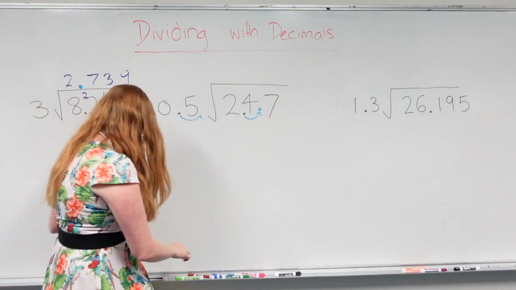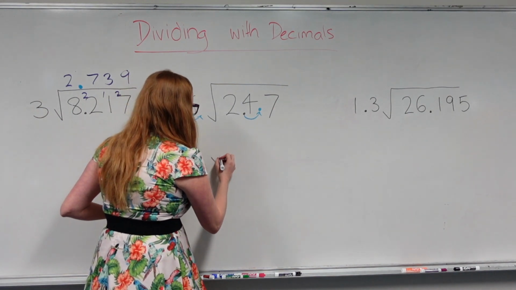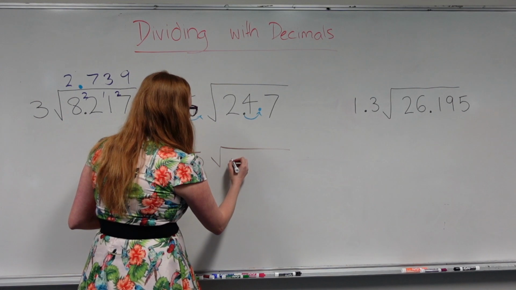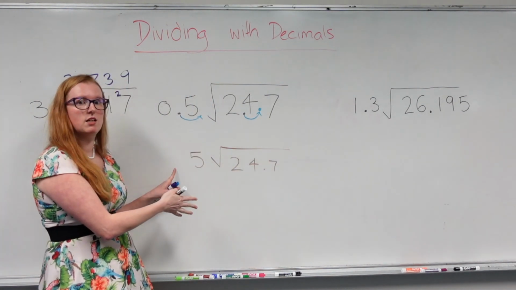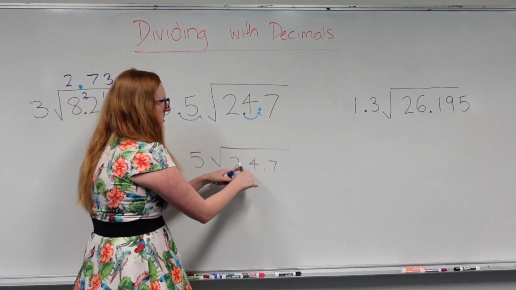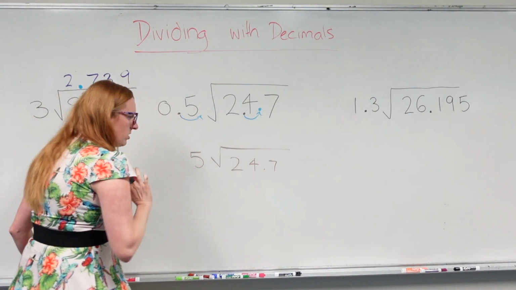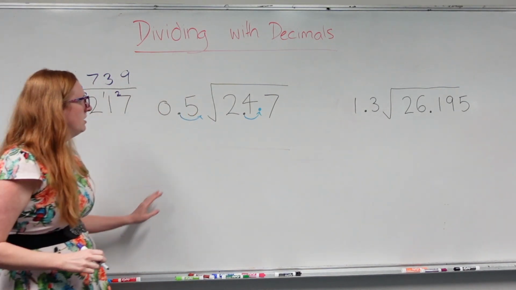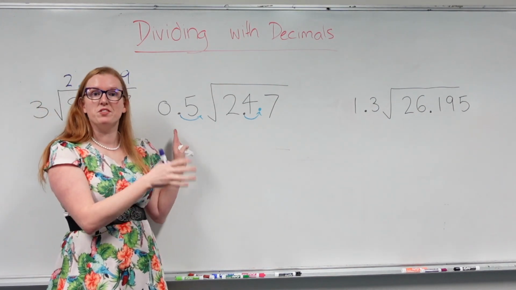I might actually rewrite this question underneath so that you can see what it looks like. So now I'm dividing 24.7 by 5. Now it looks like this, okay? Because I've moved my decimal one spot to the right in both my divisor and in the question. Okay, cool. Let me get rid of this now. So now I'll do this one long division style. All right, so now let's do this division.